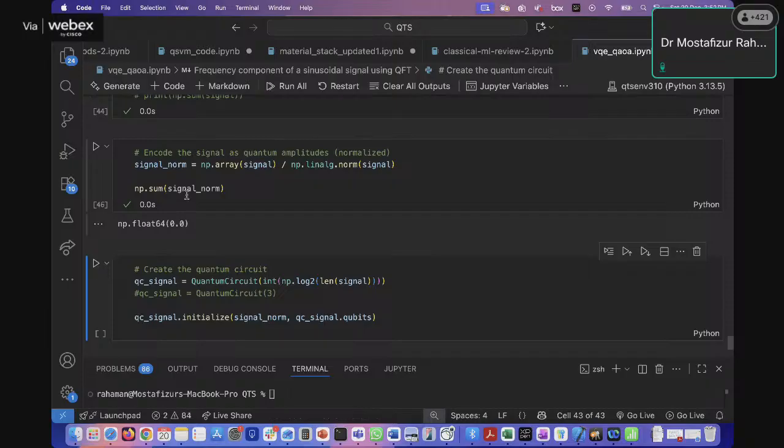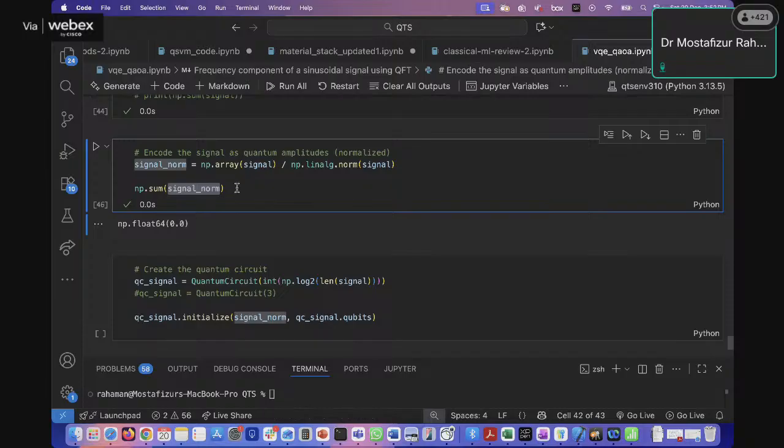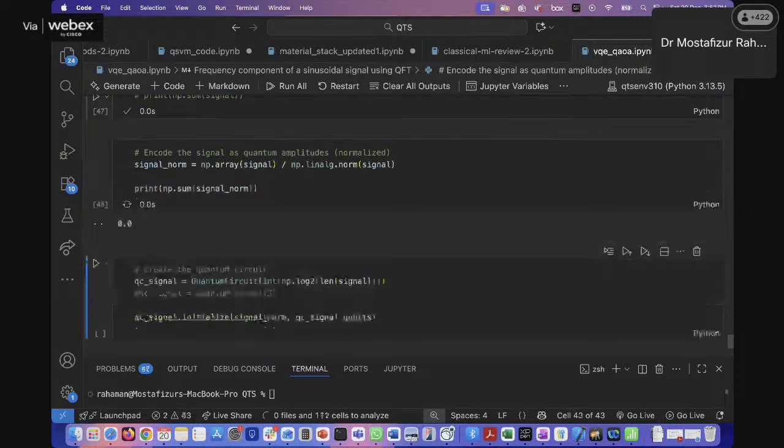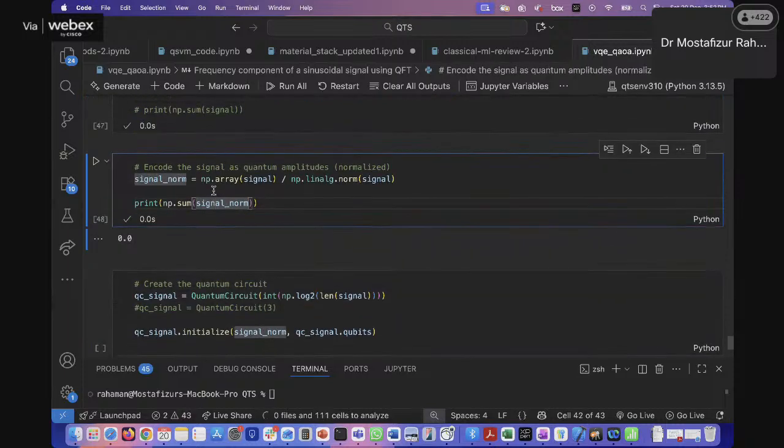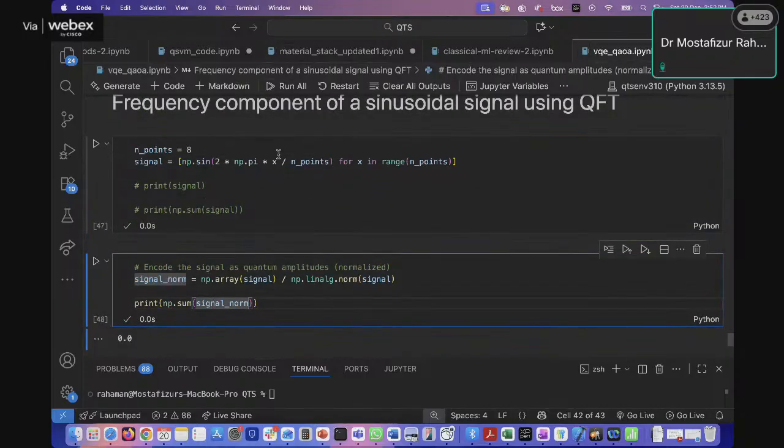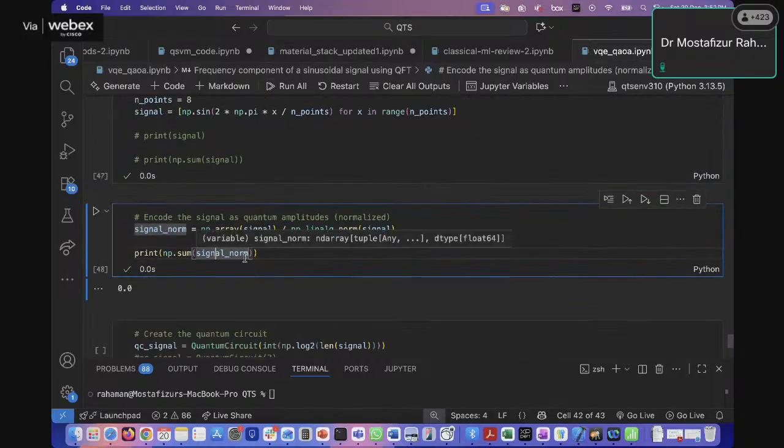So np dot float 6400, but it's again coming 0. Okay, so because it's sinusoidal, even after the normalization this sum is coming at 0. That's because of the nature of the signal. That is not a problem.